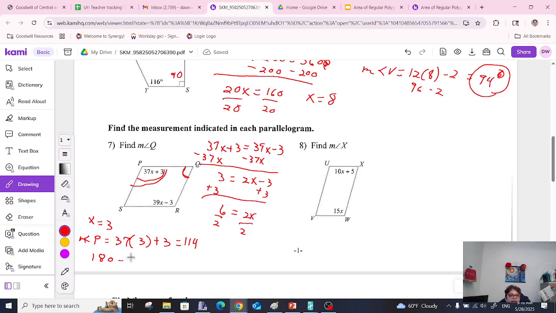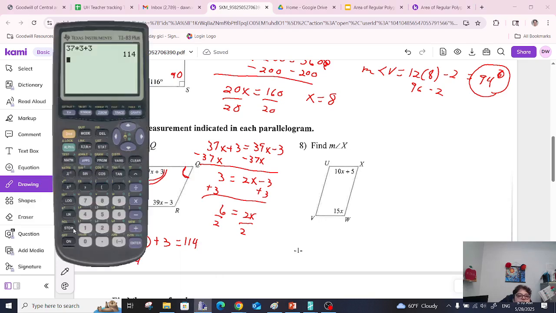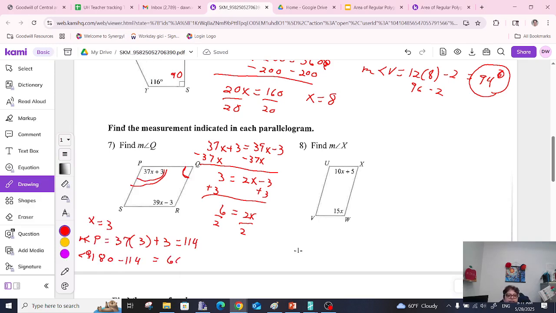We know that angle Q then would be 180 minus 114. So what is 180 minus 114? So 66 degrees is the measure of angle Q.